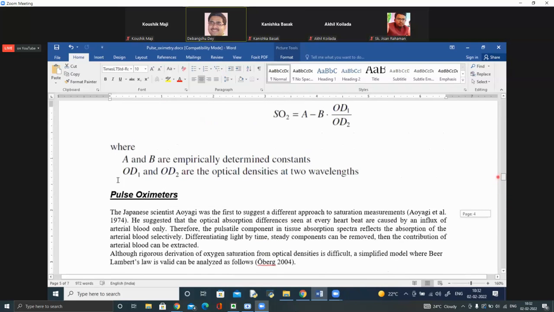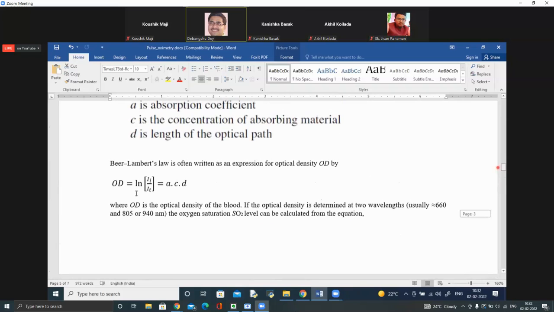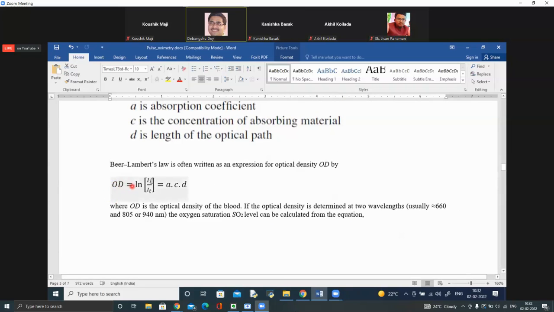We are actually finding this OD, optical density, and that is the log of the ratio of the intensities. The ratio of intensities is actually indicated by the voltage. Voltage is proportional to the photodiode current, and photodiode current is dependent on the intensity. That is why we have to take the log of that voltage.